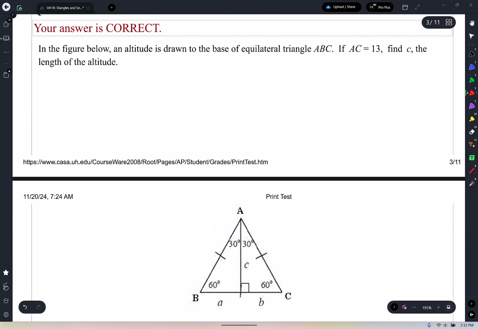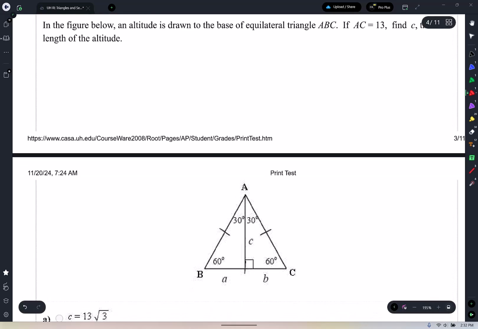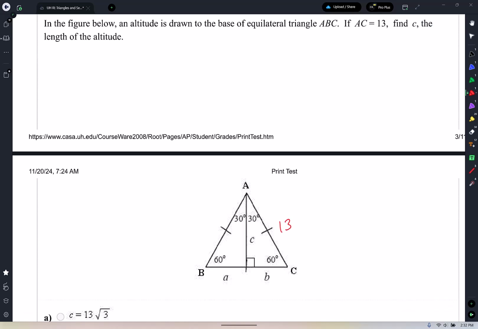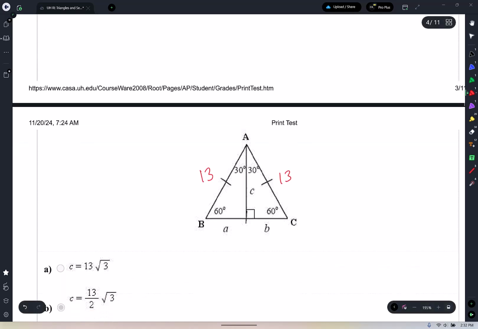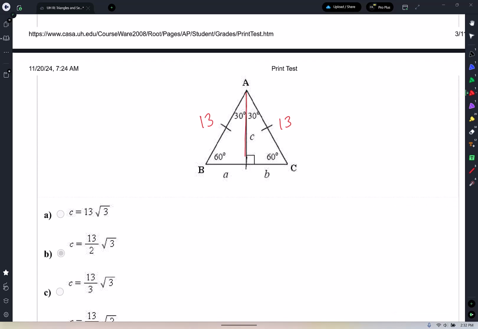Question 6. In the figure below, an altitude is drawn to the base of an equilateral triangle, just like before. If AC is 13, so that means this is 13, and this is 13. Find C, the length of the altitude. Okay, so they want this guy. A is half of 13, so A is 13 over 2, and so is B. Well, that is just half because we know that, right? n, n square root of 3, and 2n.